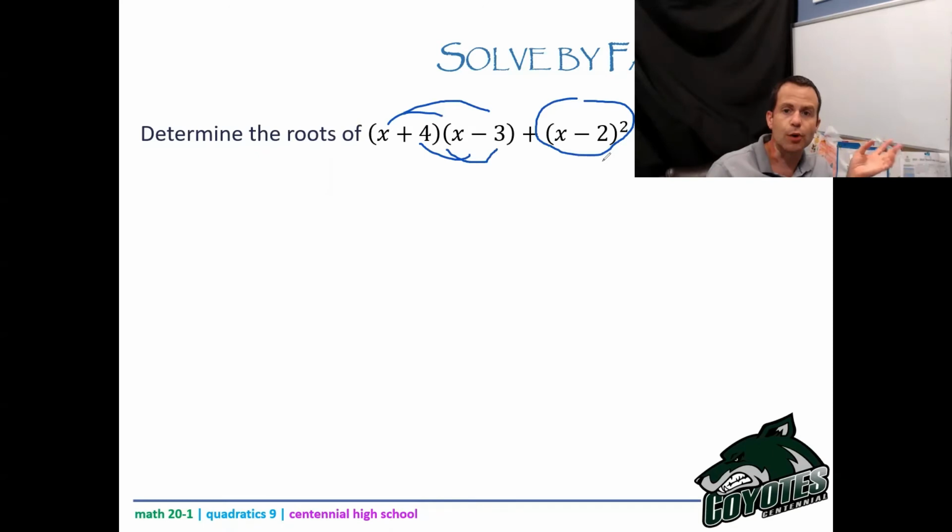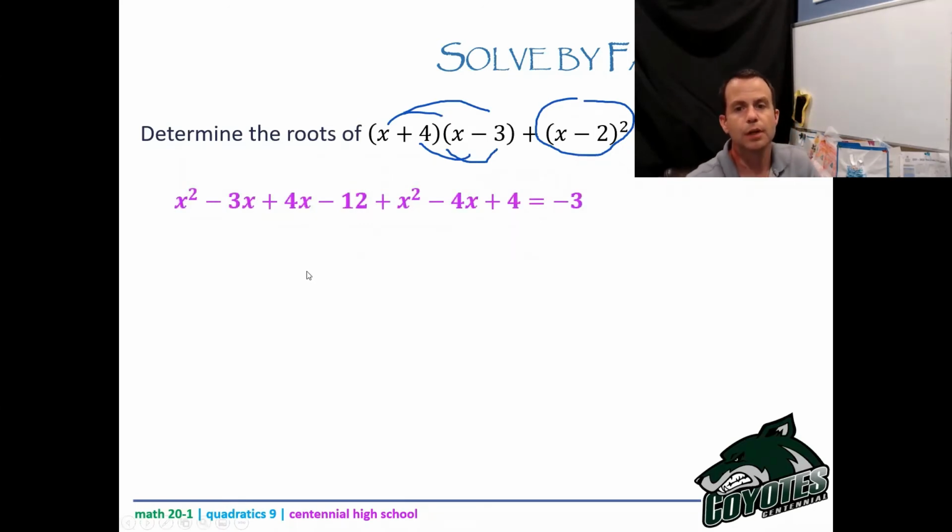Okay, so I've got x times negative 3, 4 times x, and 4 times negative 3. I'm going to square the first, double the product, square the last. I don't have my mouse on, just give me a second. Okay, so squaring the first, doubling the product, square the last, that gives me x squared minus 4x plus 4.